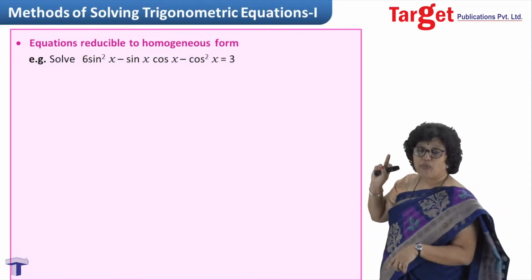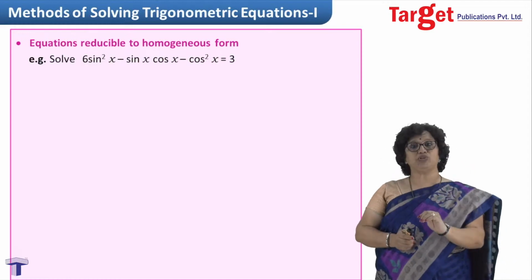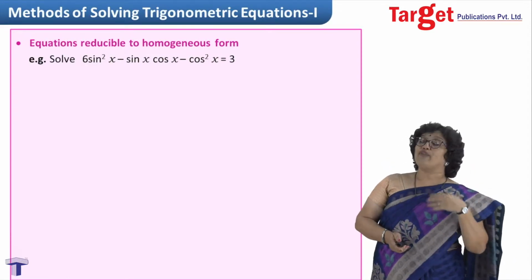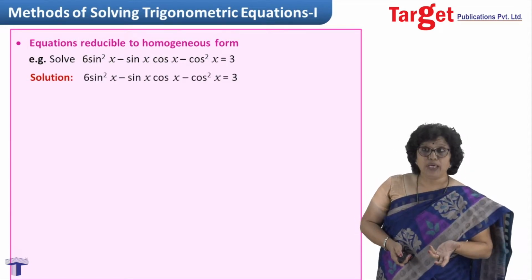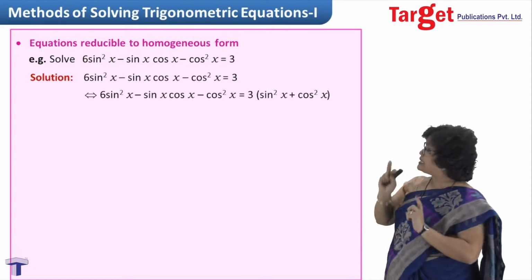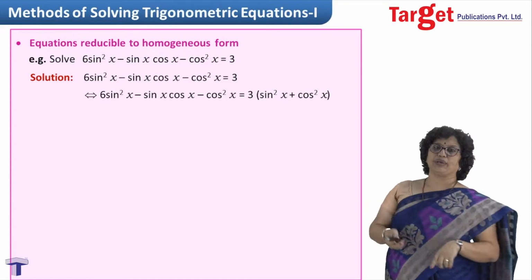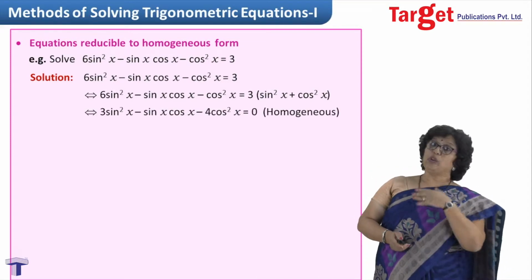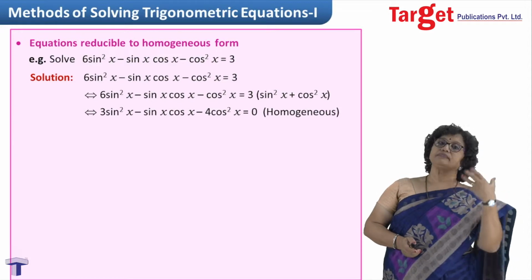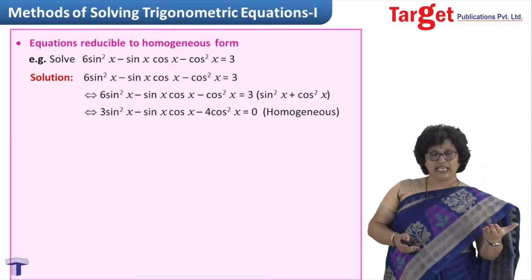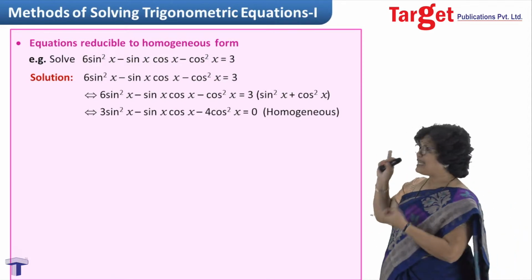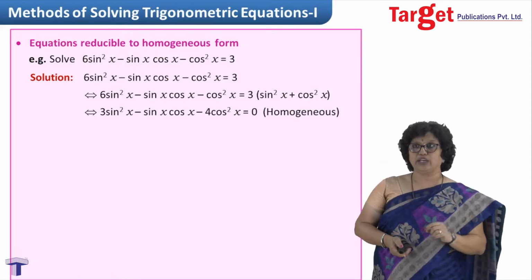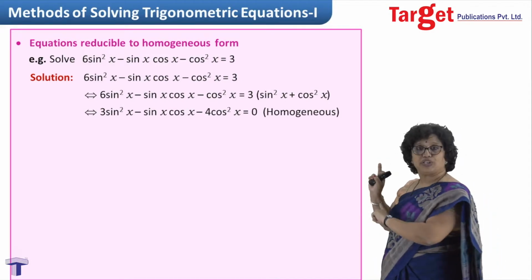And I've written at the top, equation may not be homogeneous, but it can be reduced to homogeneous form. And for that reducing, what I do, I write that right hand side as 3 times sine square x plus cos square x. And I made sure that now each term has degree 2. Now bring all the terms of sine square x, sin x cos x and cos square x on the same side. And then you can see that each term has degree 2. So this equation is homogeneous.